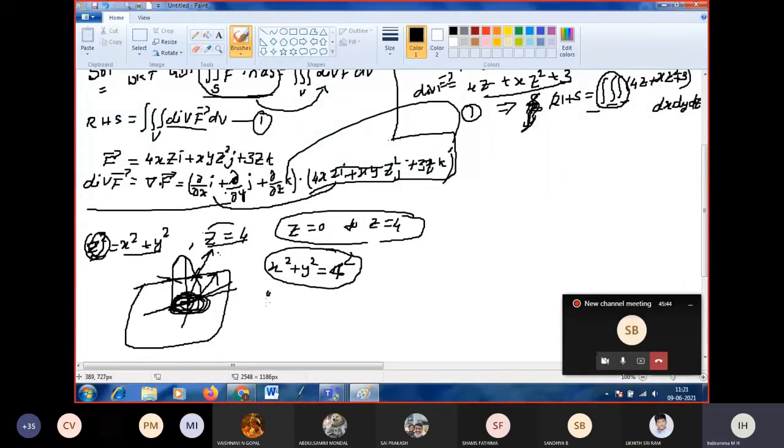So for that, first I will find the limits for y. I am solving the circle equation for y. Solve the circle equation for y. It is 16 minus x square. That is, y is equal to plus or minus root of 16 minus x square. Correct? Is it right?